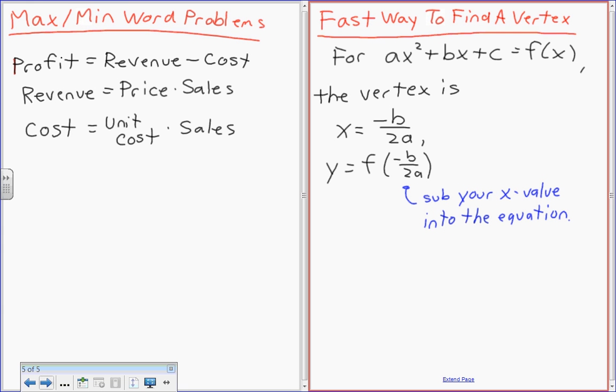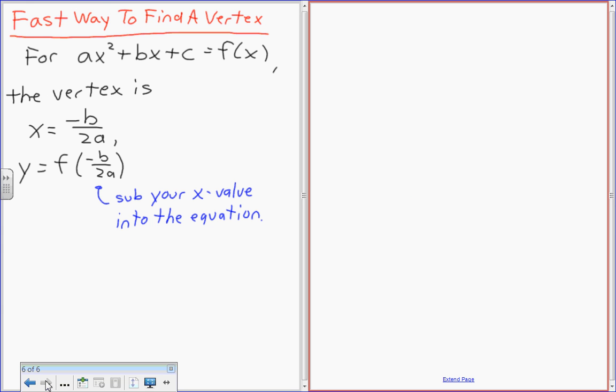I'm going to very quickly do 2 examples, the old way and the new way. You do not need to use the new way, but I'm going to show you how much better it is. Here's the old way. Find the vertex: y equals 2x squared minus 5x plus 2.